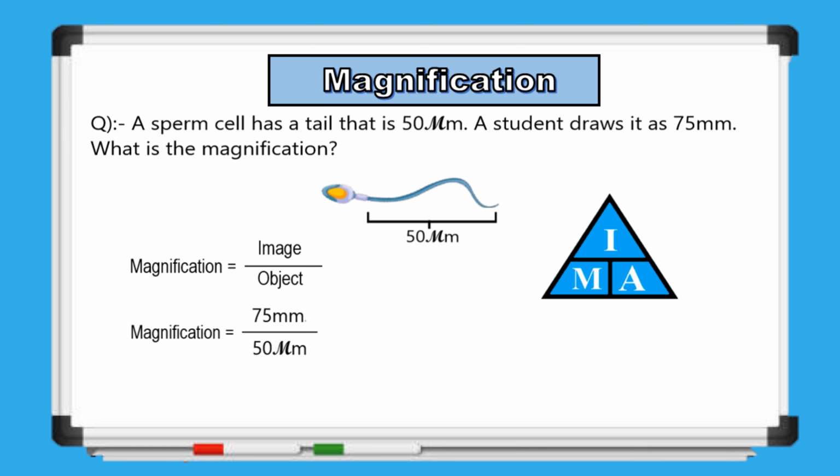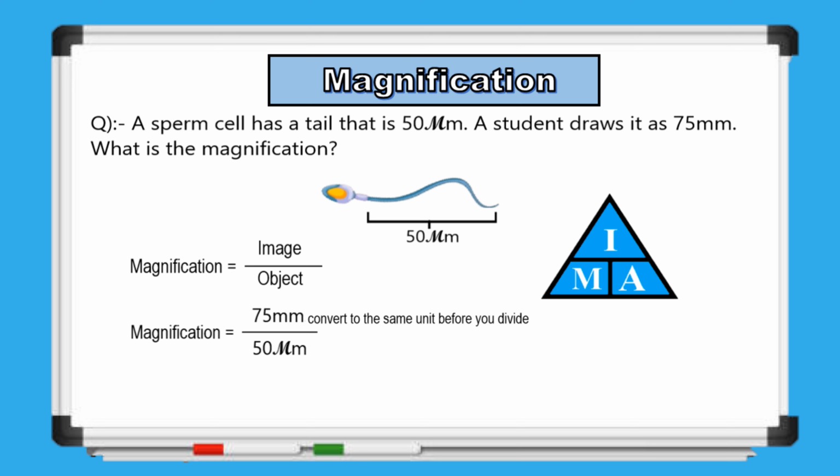Next, we will substitute the values into the formula. We need to find the magnification. The image size of the tail is given as 75 millimeters, and the actual size is 50 micrometers. We will simply plug these values into the formula, and then look at the units of both the measurements. We need to ensure both measurements are in the same unit to apply the formula correctly.